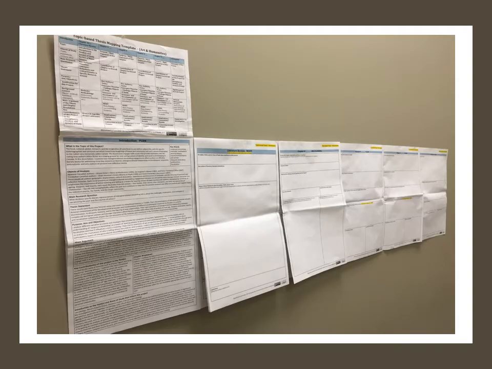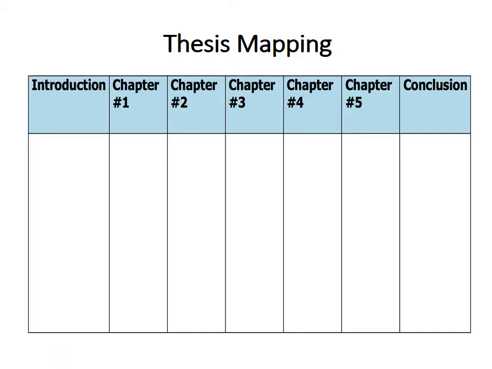Thesis maps are a multi-page document, best printed on 11 by 17 sheets of paper to give you a lot of space to work with. As seen in this picture, the thesis map can be laid out side by side, capturing an entire thesis on one wall. Each sheet of paper represents one chapter. A thesis map is a template, and like any template, it can be modified to best reflect the sections and structure of a thesis in our specific discipline.